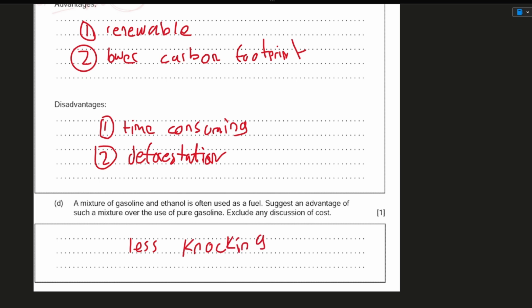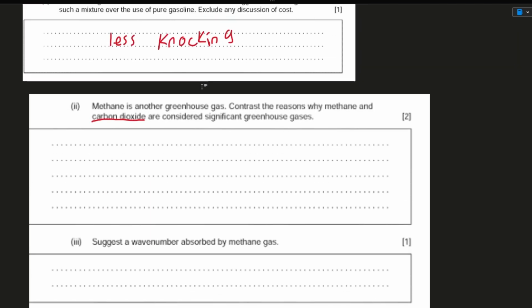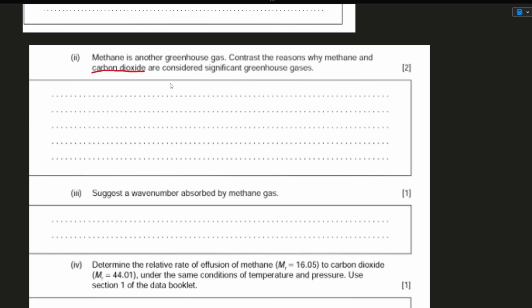And I'm pretty sure I missed out one part of that question, which, yeah, right here. I missed out this part. Right, so for part 2, here it says methane is another greenhouse gas. Contrast the reasons why methane and carbon dioxide are considered significant greenhouse gases.